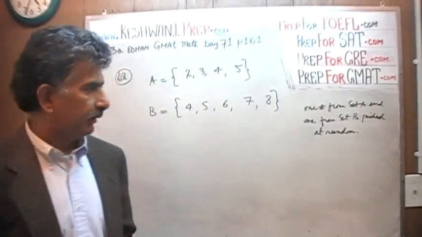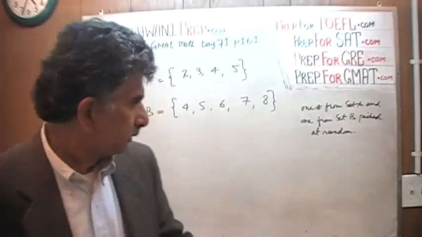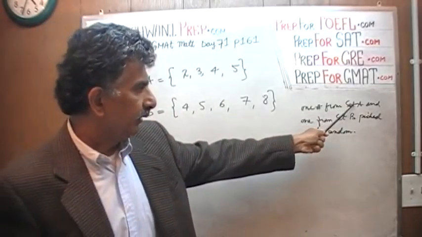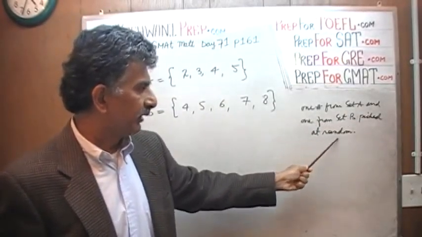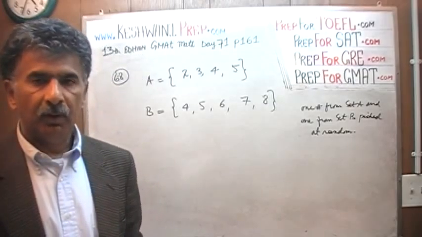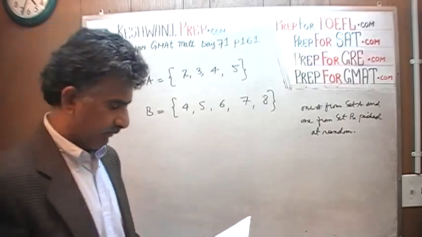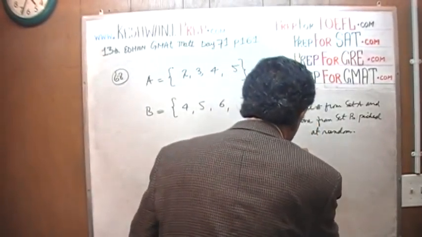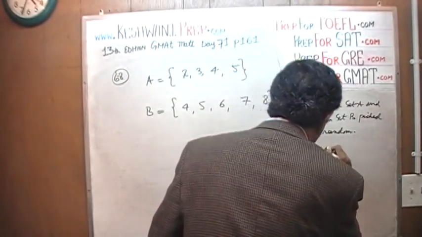You're told that one number from set A and one from set B is picked at random. The question simply is, what are the odds that the sum of these 2 numbers that we pick is going to be 9? What's the probability?